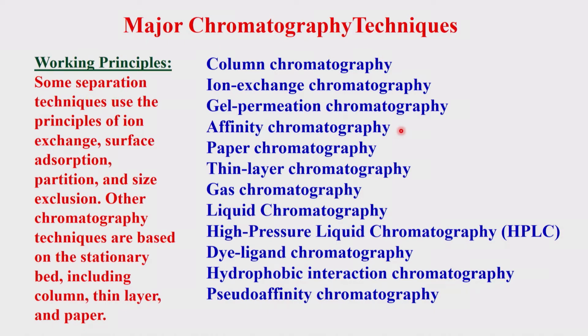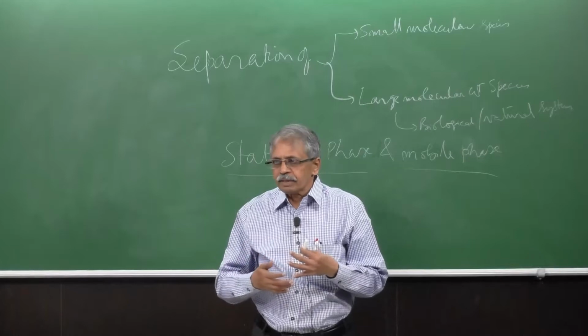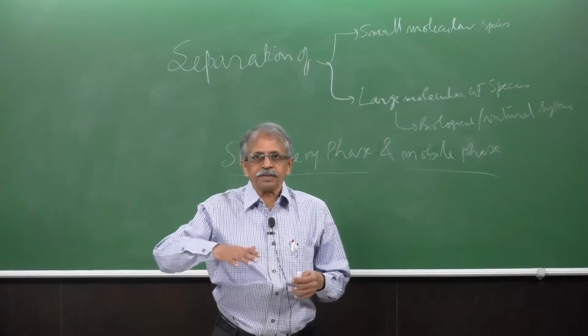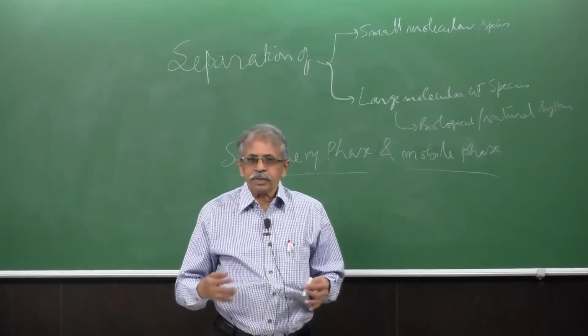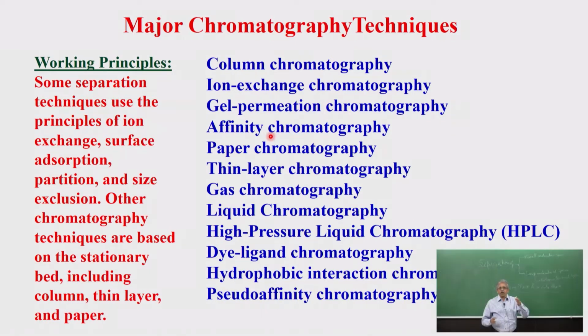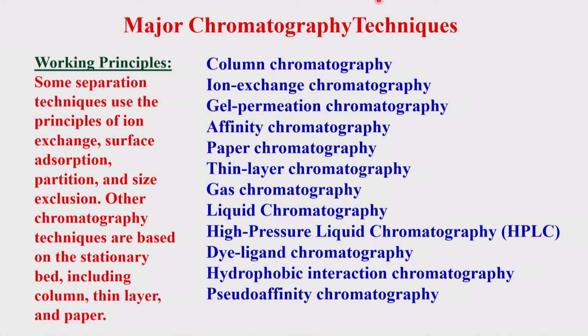Paper chromatography is used mostly for small molecules in the laboratory, most often for a qualitative and semi-quantitative purpose. Here the paper itself is the stationary phase. In affinity chromatography, it is the affinity column which is the stationary phase. In gel permeation, it is the gel which is the stationary phase. In ion exchange chromatography, it is the ion exchanger which is the stationary phase.